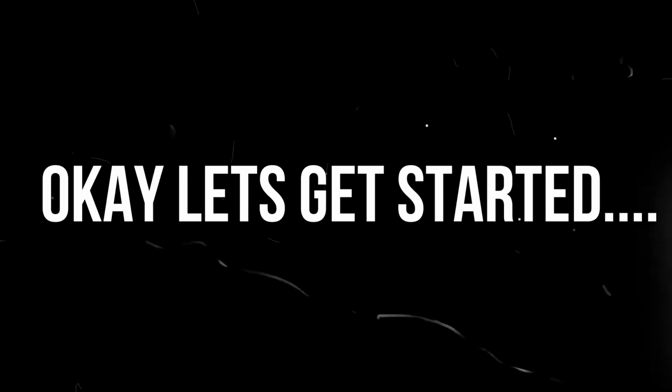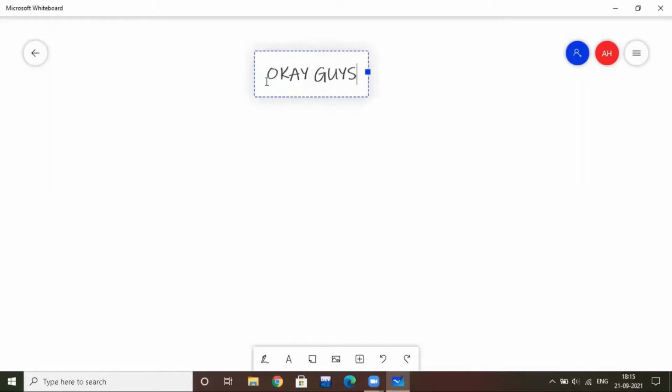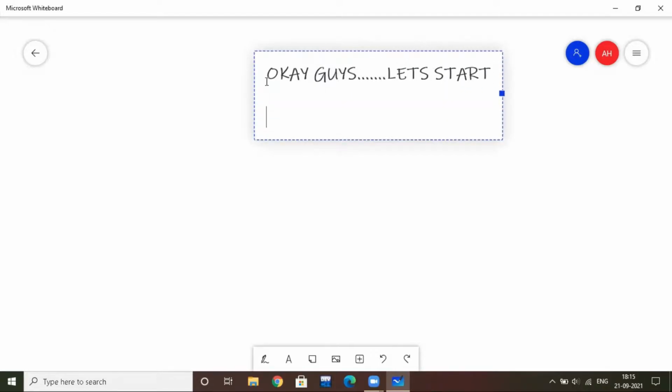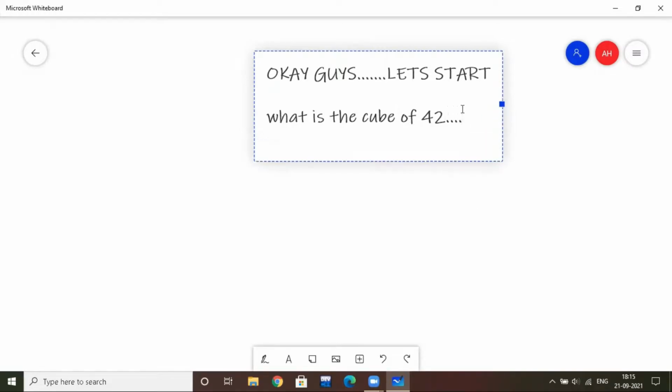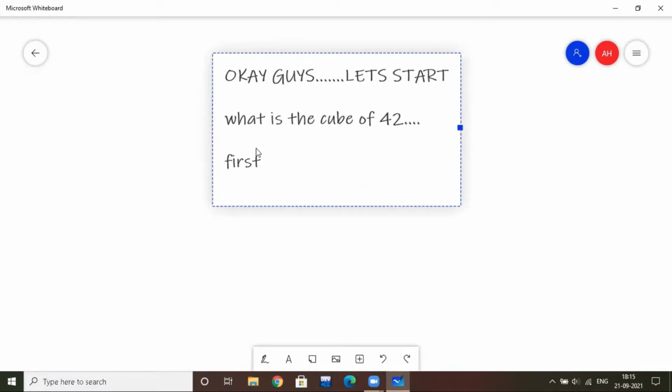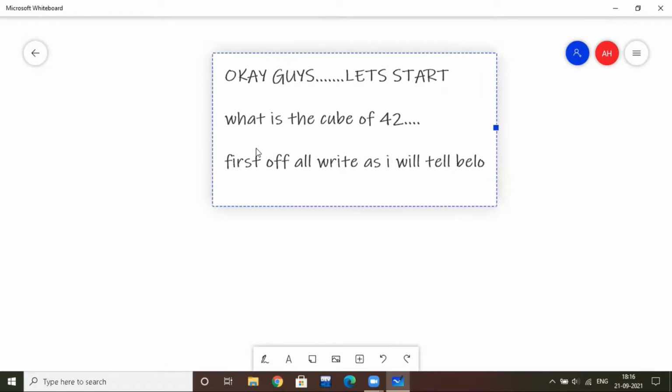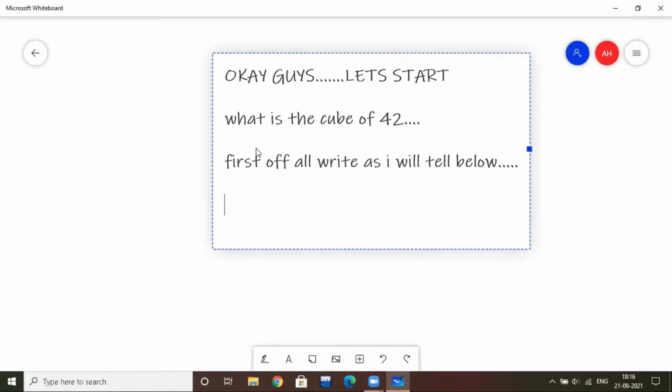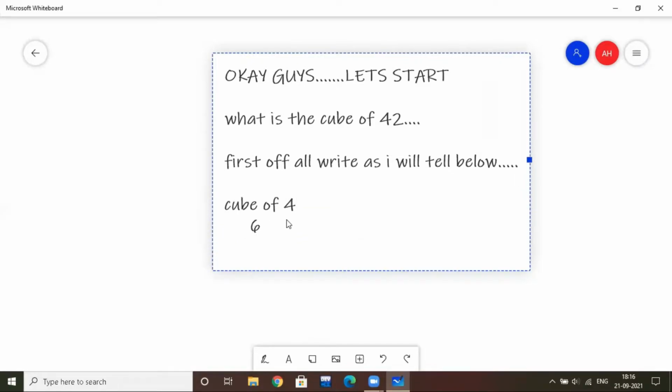Okay guys, let's start. Let's take the example of 42 cube. Okay, first of all, what is a cube? Cube is nothing but a number multiplied by the same number, multiplied by the same number again. The number multiplied by itself 3 times. For example, 42 cube is nothing but 42 into 42 into 42.